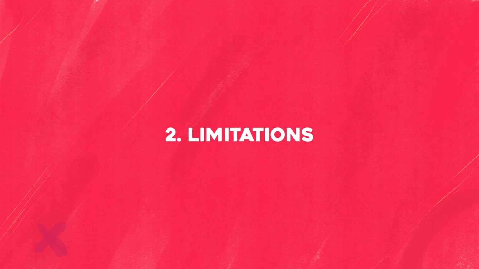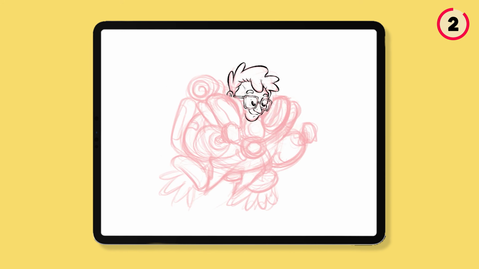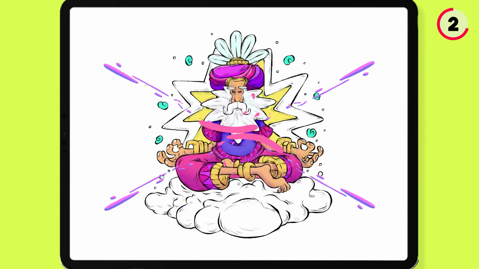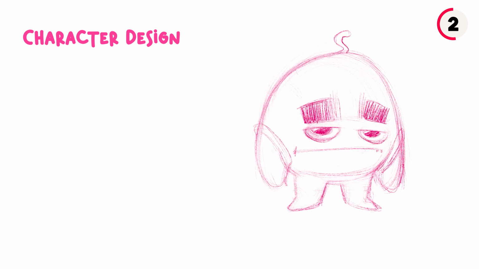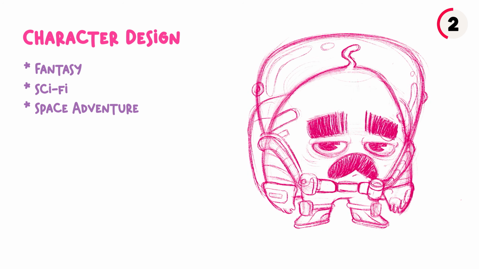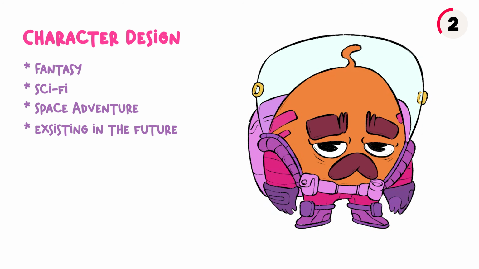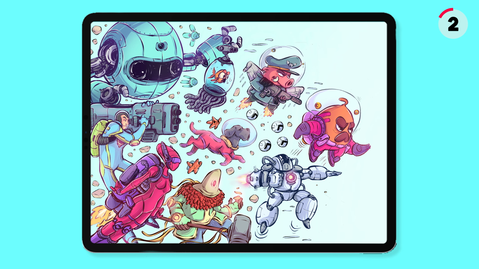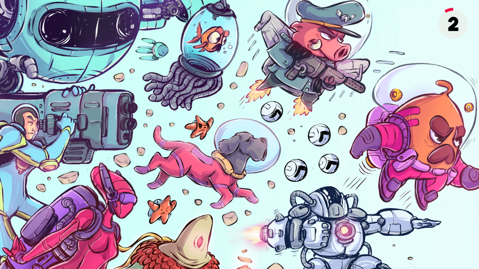Number 2, have limitations. Have limitations while you're designing a character, because that will actually foster your creativity. How? Well, you build your characters for a world. Don't just say, I want to create a character. Say, I want to create a character for a fantasy sci-fi space adventure story that exists in the future. And all of a sudden you have a limitation that you can work with, and all of a sudden your brain has something to focus on, and it will give you very specific ideas for your design.